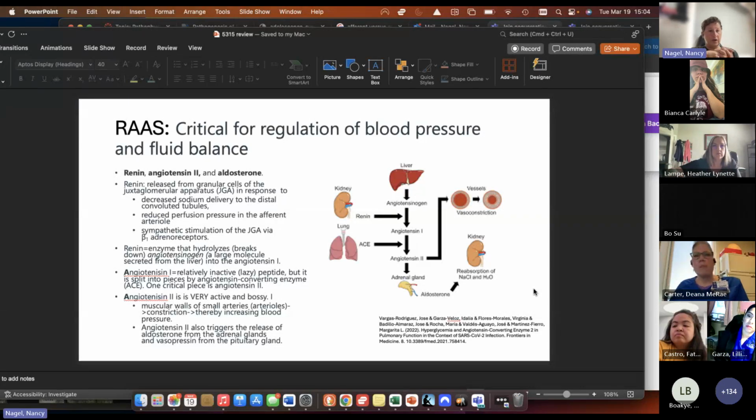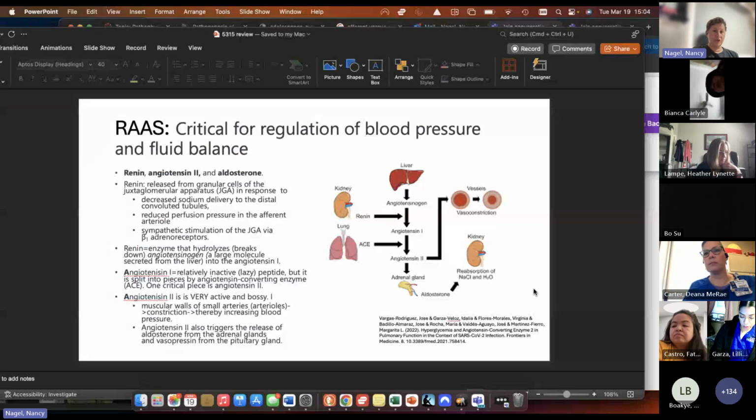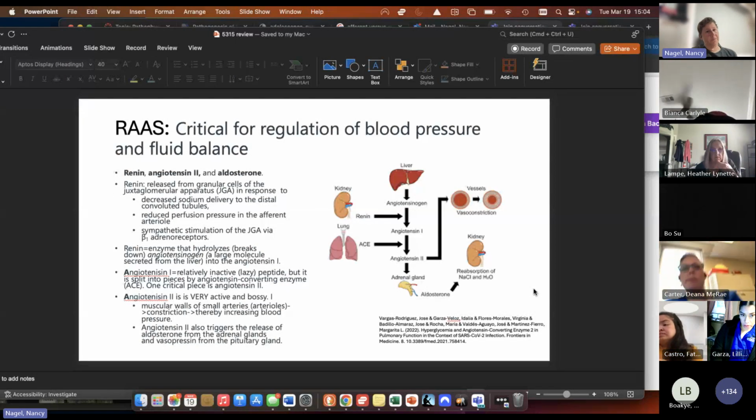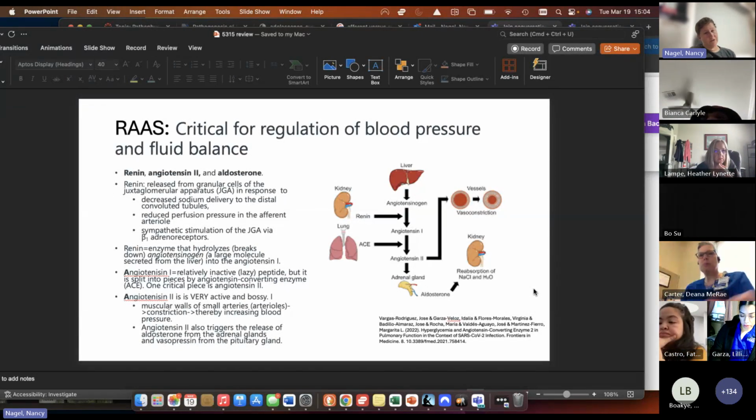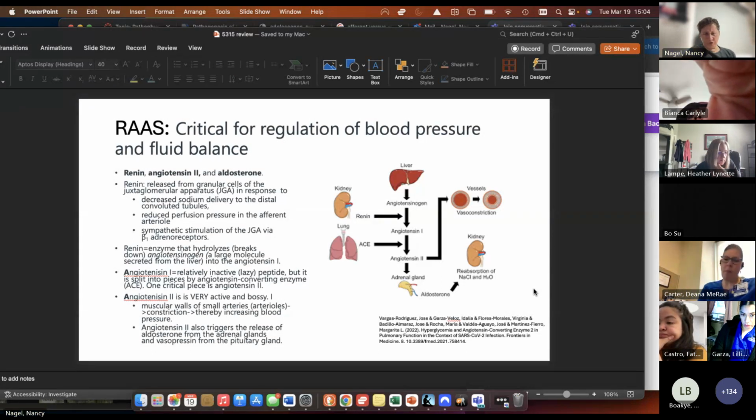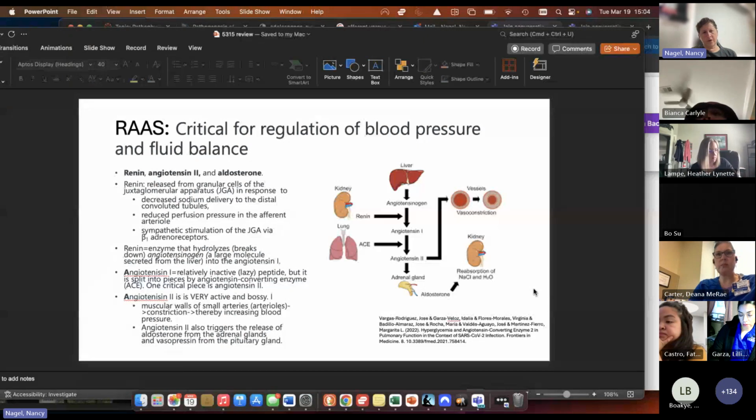So let's jump on to the RAS system. This is one of the major ways that we control our blood pressure and fluid balance. It consists of renin, angiotensin 2, and aldosterone, and let's just walk right through it.